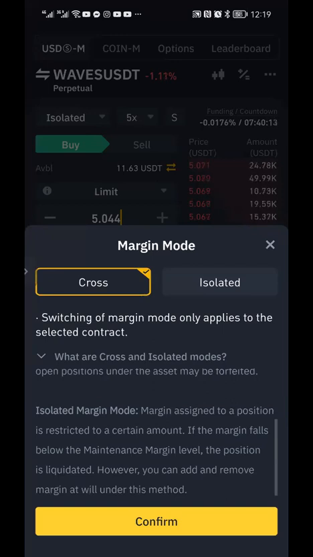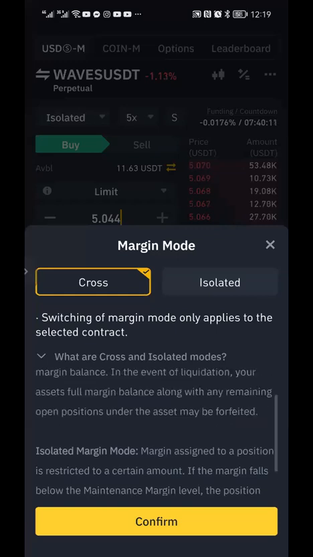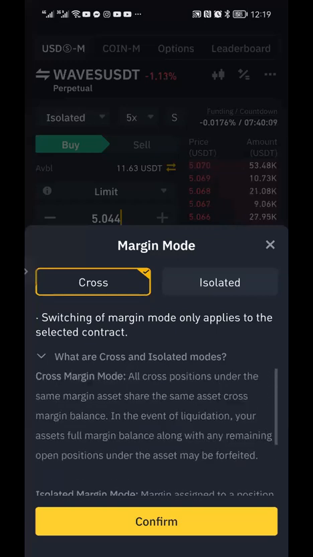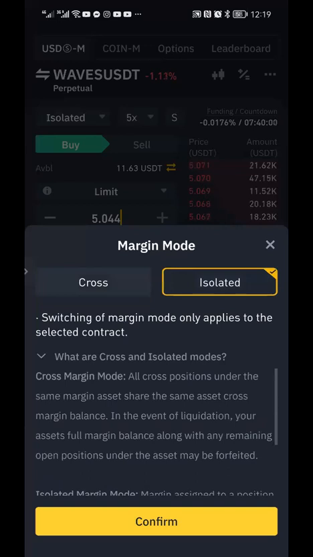Okay, so it means that when you are at cross, it's more or less like you are dealing with all your equities in the business or in the trade. Isolated is more or less like the only equity you wanted to use to trade at that moment is what is in the trade. So let's assume we selected isolated. We are looking at a low risk. So you confirm.